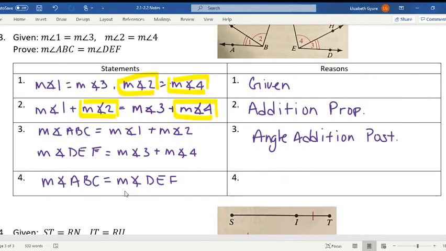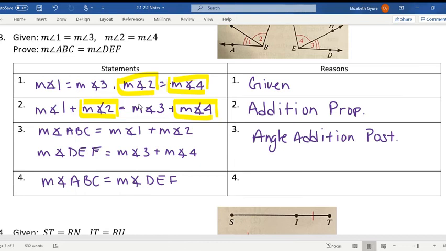So now we're almost done. We just have to figure out what the justification was. What would allow us to say the measure of angle ABC equals the measure of angle 1 plus the measure of angle 2, and the measure of DEF equals the measure of angle 3 plus the measure of angle 4? And that's enough to say that the measure of ABC equals the measure of DEF.